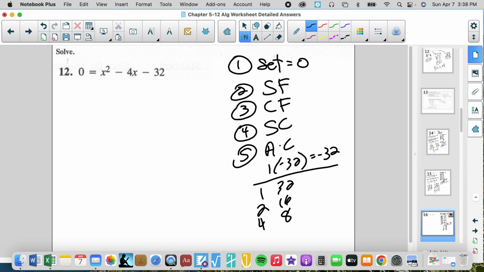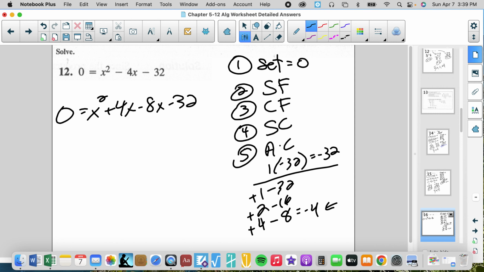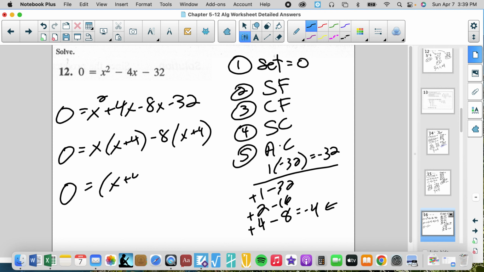Signs are different. Bigger is negative. That gives me negative 4. That's my middle. So we get 0 equals x squared plus 4x minus 8x minus 32. 0 equals, I'm going to factor out an x. I get x plus 4. I'm going to factor out negative 8. I get x plus 4. X plus 4, x minus 8.